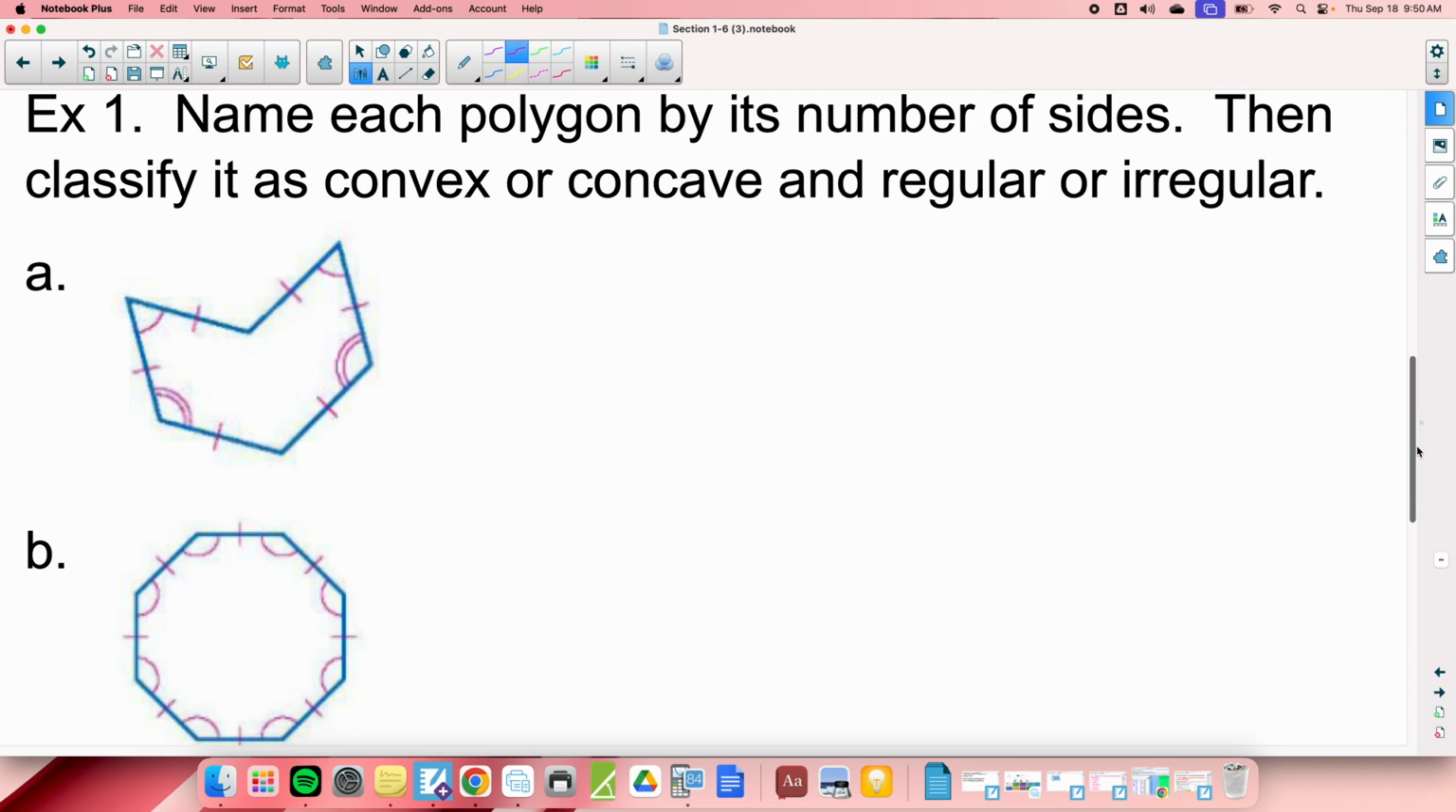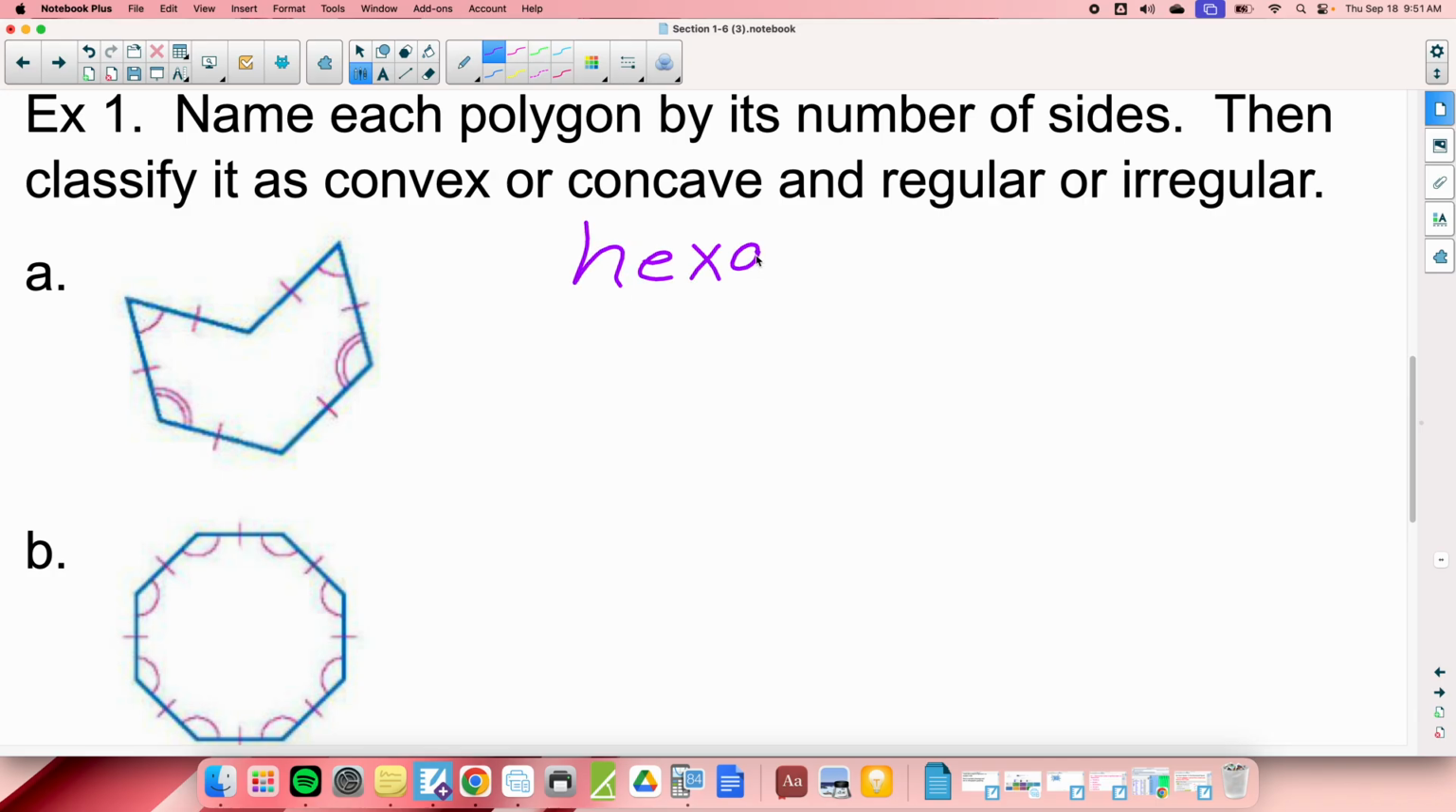Then let's look. So this is one of the types of questions you guys are going to have today. It says, name each polygon by its number of sides. So what that means is, is it a hexagon, octagon, nonagon? So this one has 1, 2, 3, 4, 5, 6 sides, which would make it a hexagon.